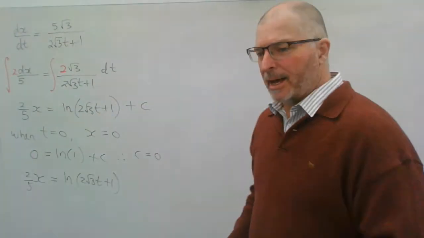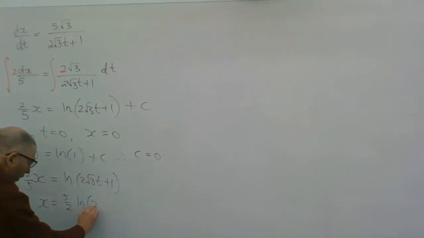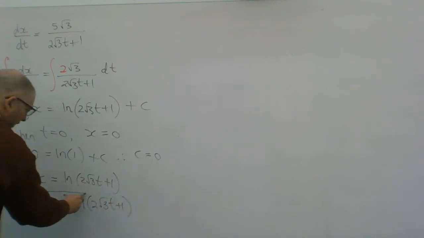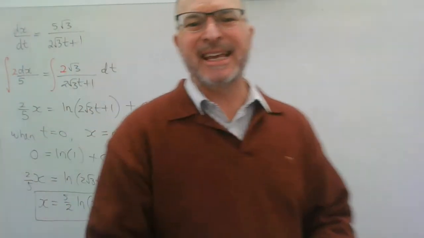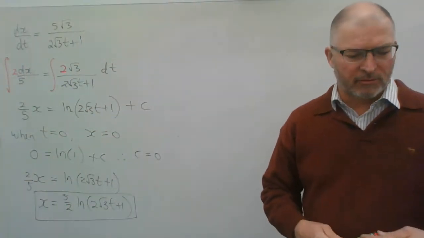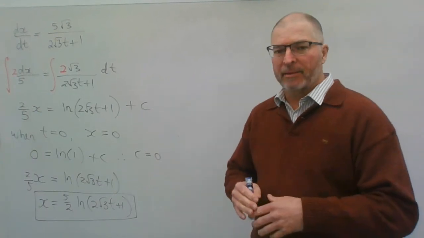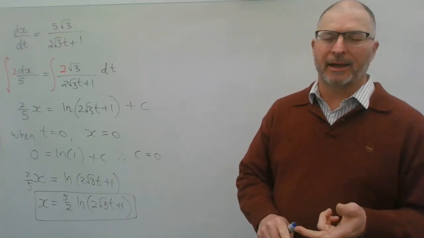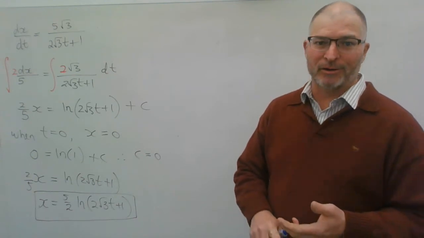So I get x equals 5 on 2 natural log of 2 root 3 t plus 1. So I'll put that in a box so I can find it. So I'm finding my 6 equations of motion, and I've found so far the acceleration horizontally, the acceleration vertically, the velocity horizontally, and the displacement horizontally.